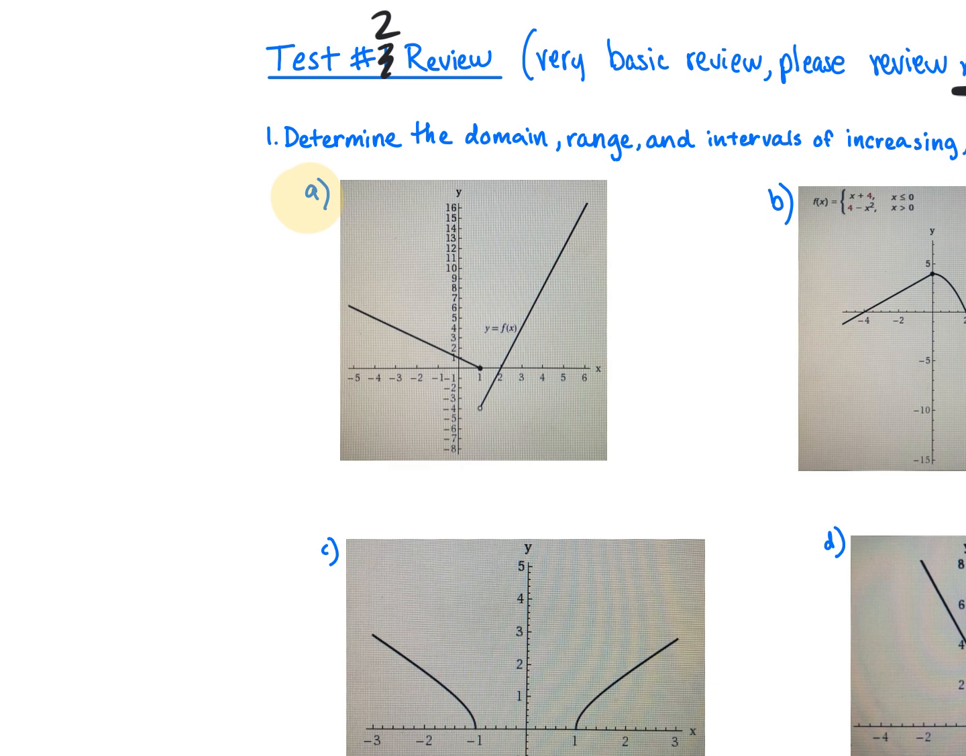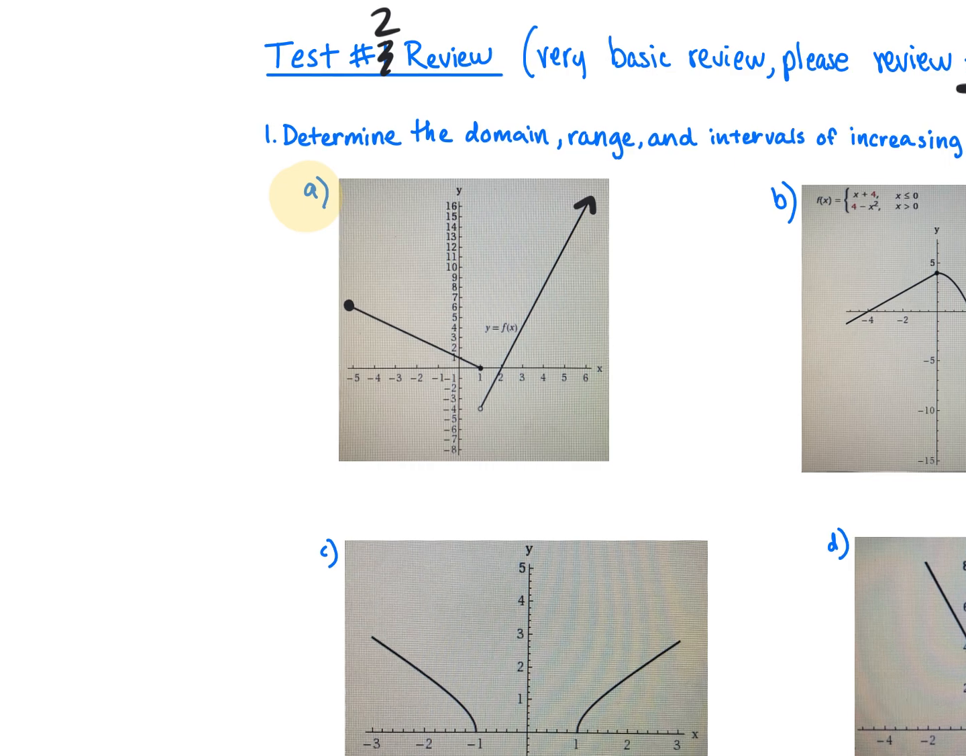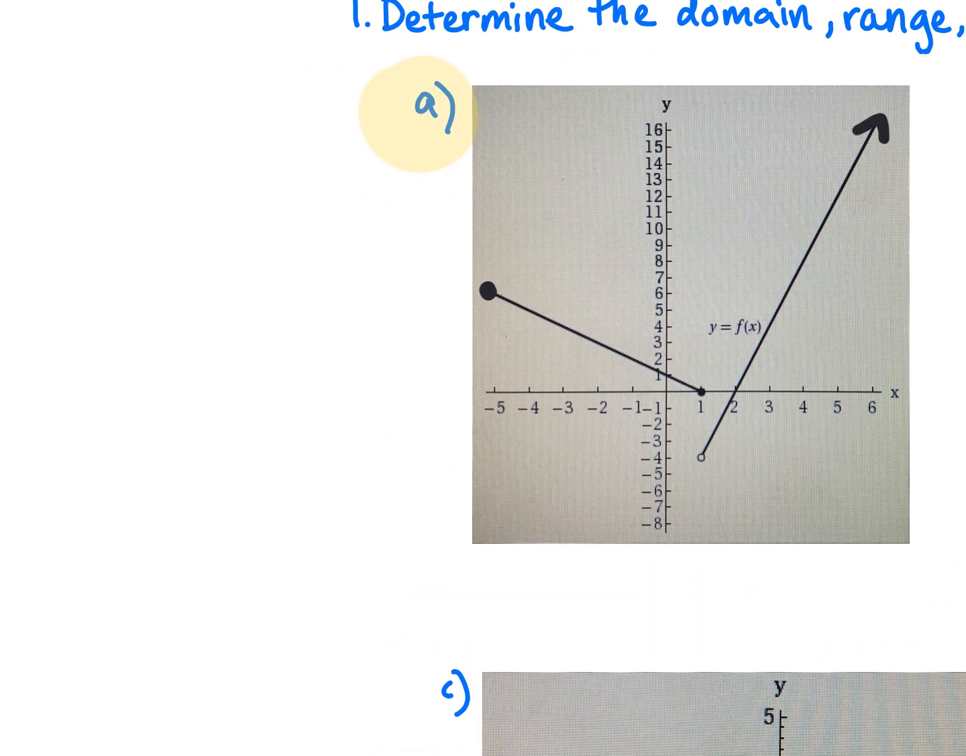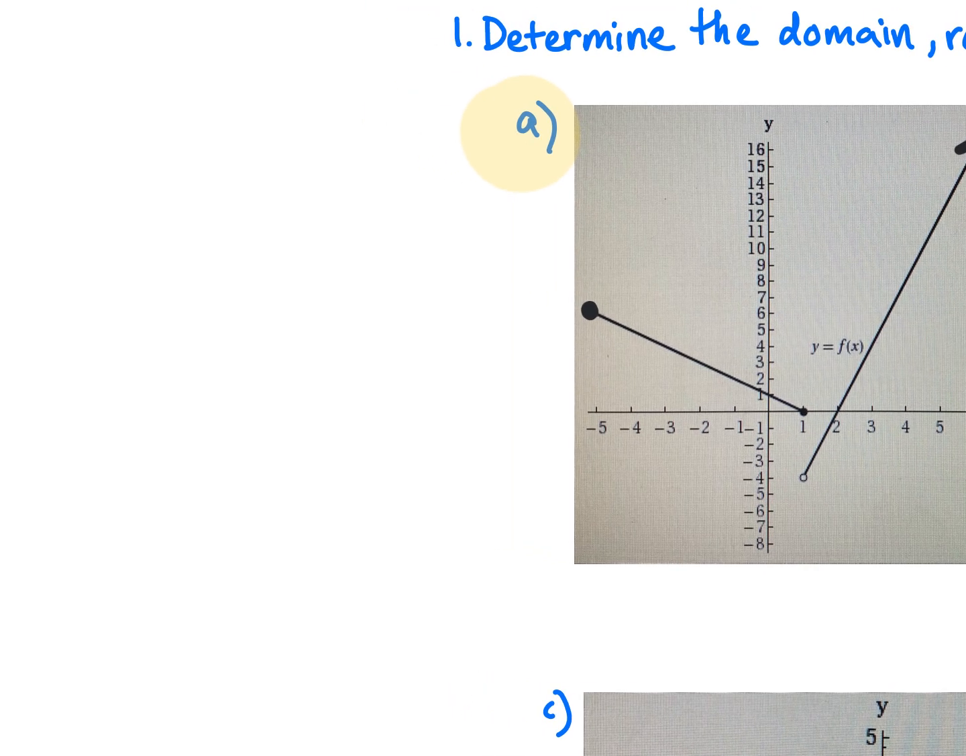We want to find the domain, range, and intervals of increasing, decreasing, and constant. I'm going to say that this one's a closed circle and this one's an arrow, just to change it up a little bit. So what we do with this one may be different from the answer key, because I made one a closed circle and one an arrow, but we can do it. So let's start with the domain. Domain is our x values going from left to right. What would our domain be here?